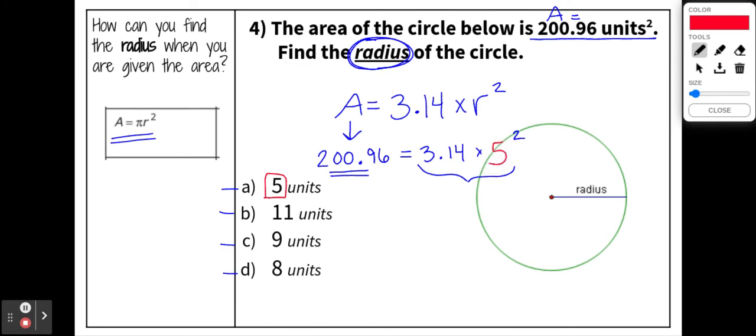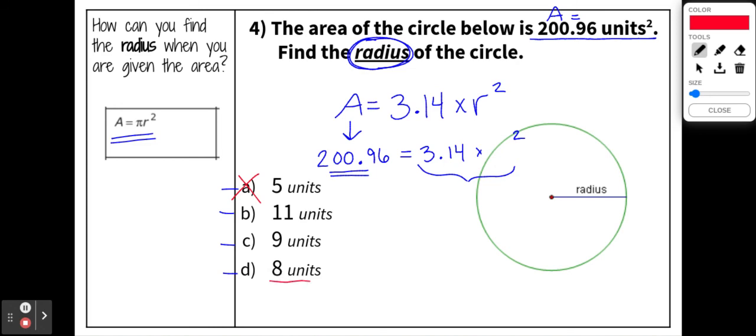Now let's use our calculator, 3.14 times 5 squared. That gives me an area of 78.5. Is that what I'm looking for? No, it's not what I'm looking for. I'm looking for 200. So 5 does not work. I'm just going to cross off number A. We're not going with 5. Okay, so let's erase this, scratch that. We need something bigger. All right, let's try, what's bigger than 5?